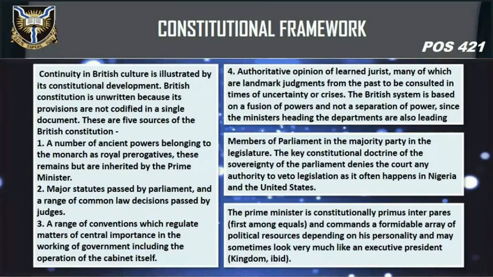Constitutional framework. Continuity in British culture is illustrated by its constitutional development. The British constitution is unwritten because its provisions are not contained in a single document. These are the sources of the British constitution. 1. A number of ancient powers belonging to the monarch as royal prerogatives. These remain but are inherited by the Prime Minister. 2. Major statutes passed by Parliament and a range of common law decisions passed by judges.